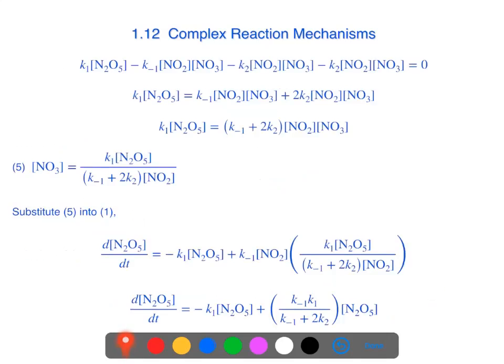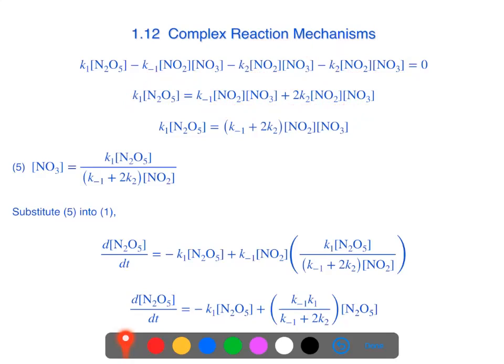So now we have our slightly simplified expression. What we're going to do now is bring all the terms that contain negative signs to the right-hand side, and leave this positive term on the left. In doing so, you see we have k1[N2O5] now equal to k-1[NO2][NO3] plus 2k2[N2O3], because we had two identical terms that came out of our simplification.